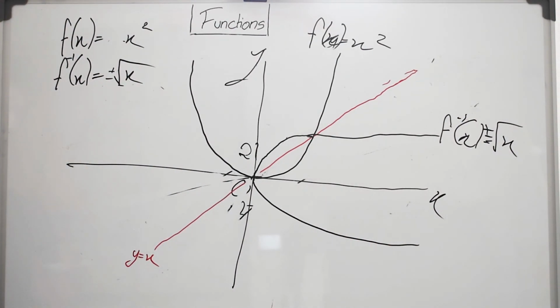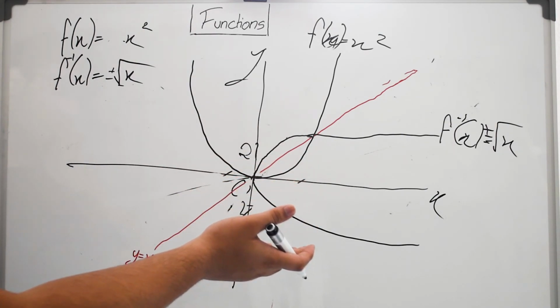So this is really easy. All you have to do is flip the graph at the y is equal to x line and you find the graph of the inverse function.